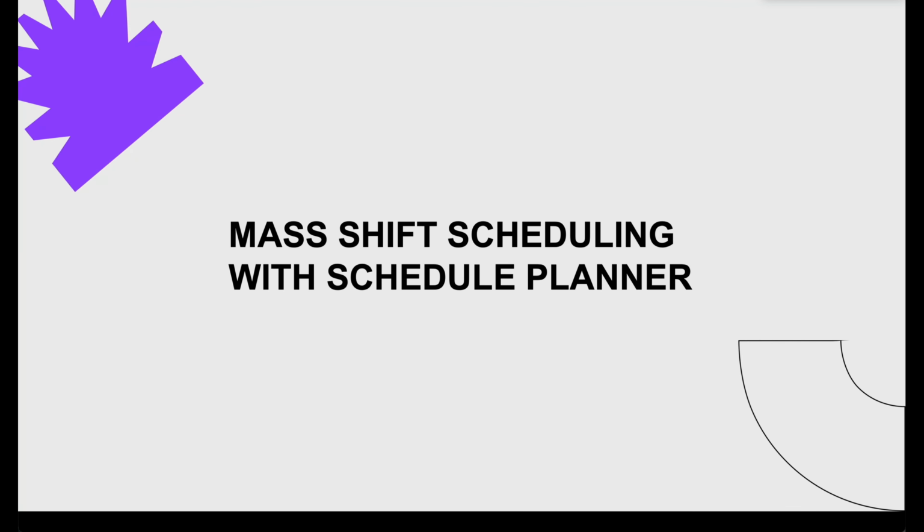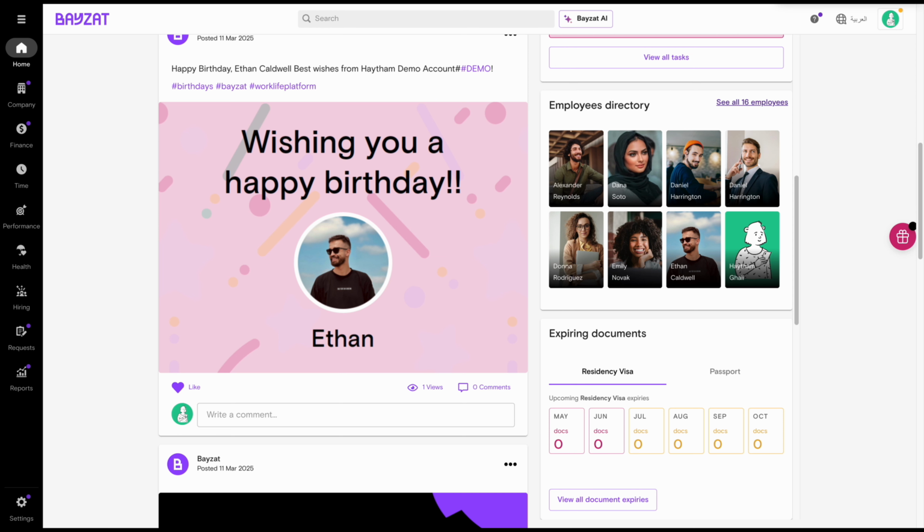If you're managing a large workforce with rotating shifts, manually assigning shifts one by one can be time-consuming. That's where the Schedule Planner comes in. It's built for fast and efficient mass scheduling. To get started, go to Time, click on Shift Scheduler, and then select Schedule Planner from the top right.